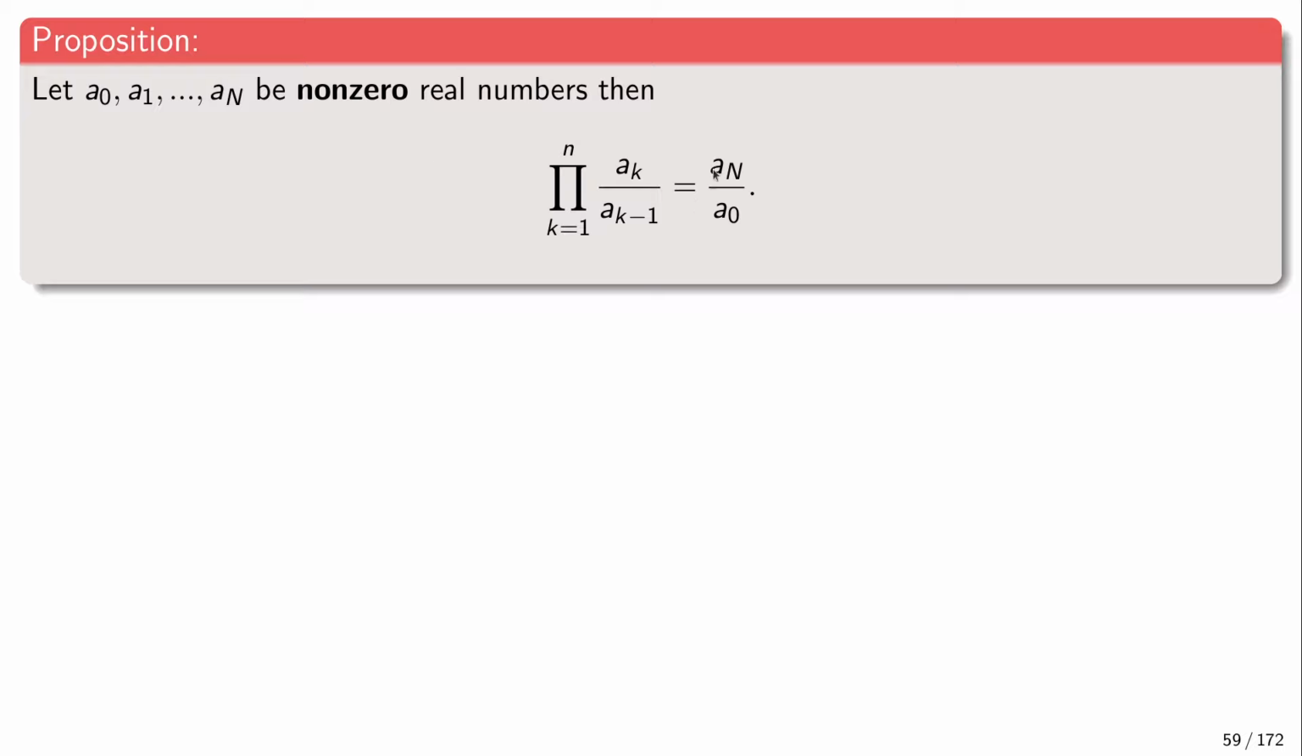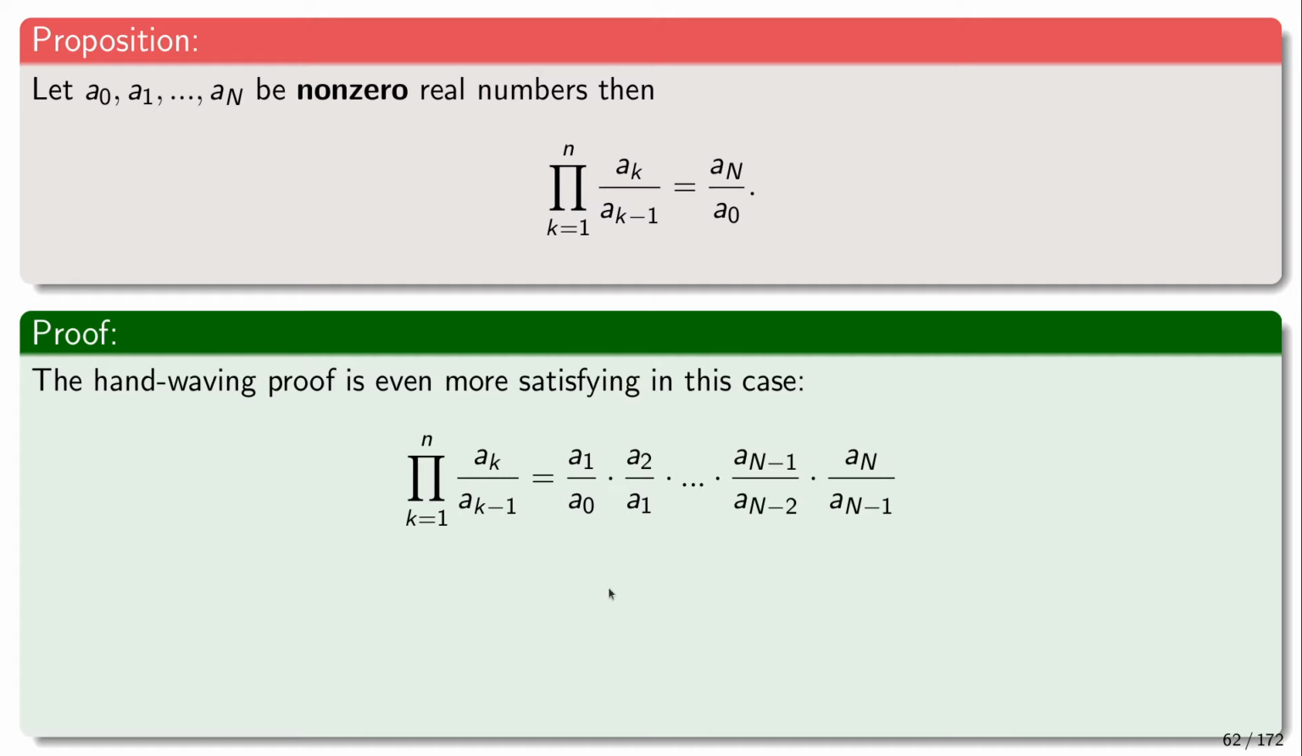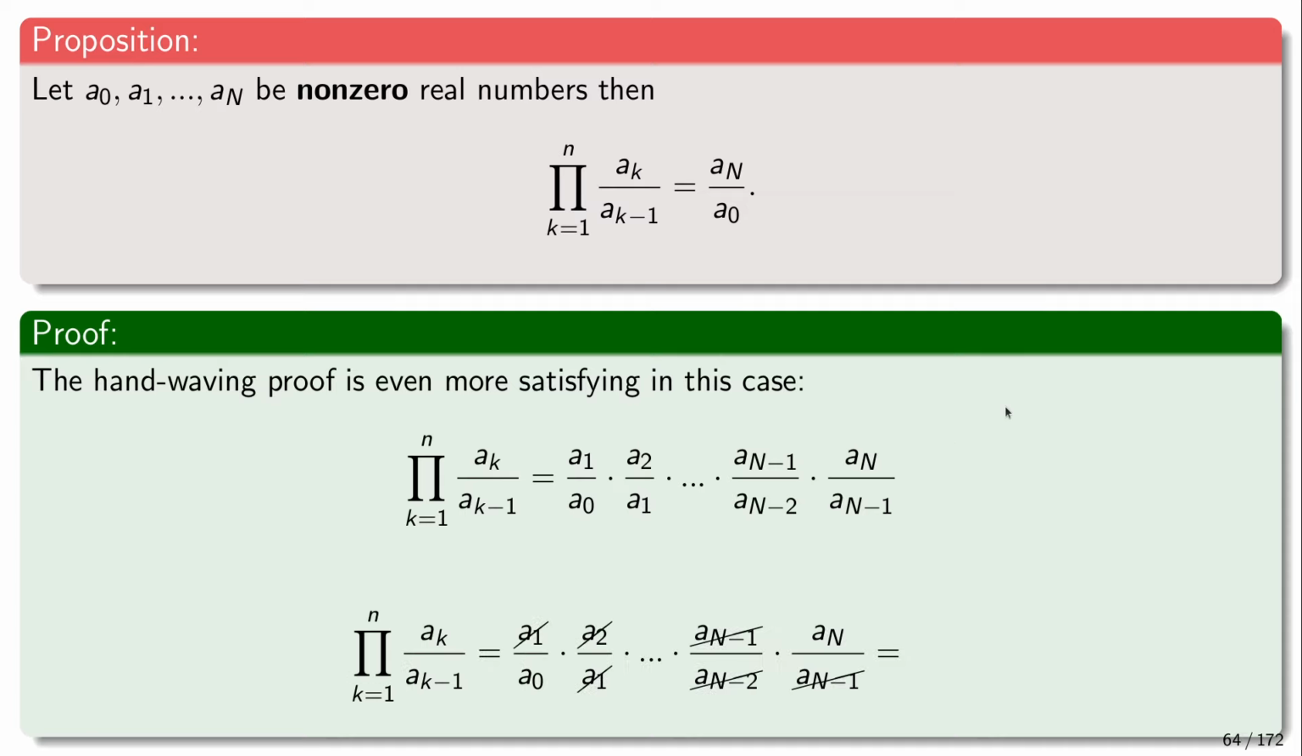So we have this statement, right? It's the quotient of the last term by the first term. And the hand-waving proof is very satisfying, even more satisfying in this case, because if we were to write out this product in the following way, then we can already see that this a_1 is getting cancelled with this a_1, and this a_2 is going to get cancelled with this a_2. Similar idea, and this a_{n-1} is going to get cancelled out with this a_{n-1}. And so we cancel terms, except for this term and this term that are not going to get cancelled out. And so we derive the formula for this product, right?